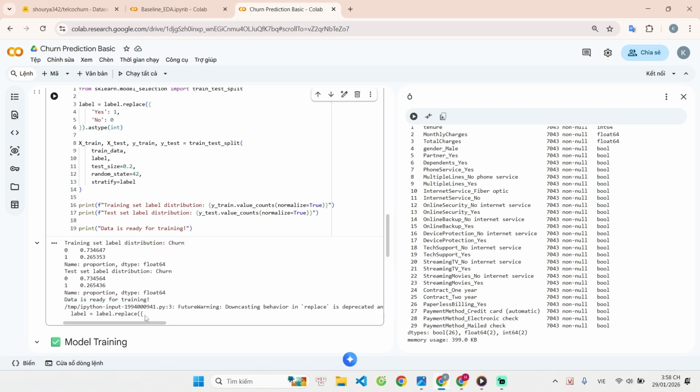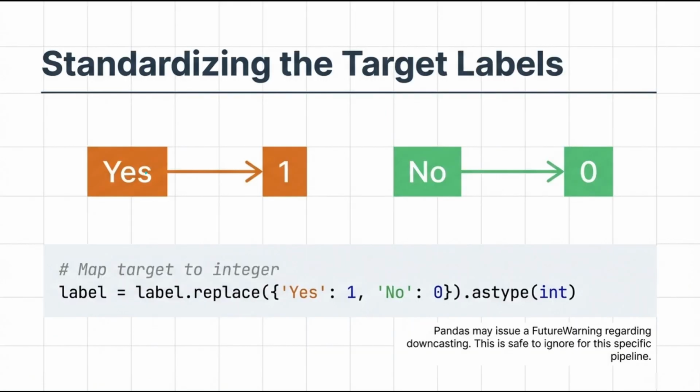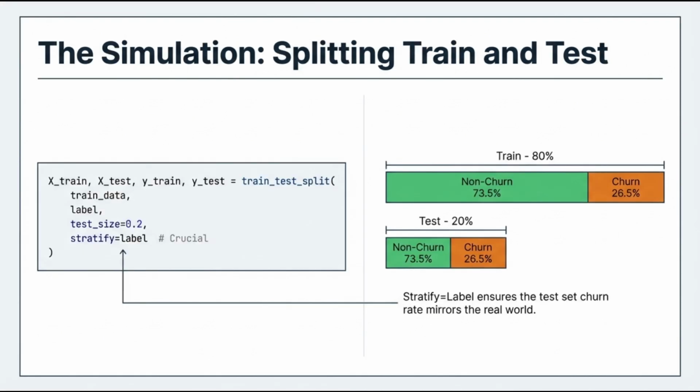We are using train test split. The report specifies a test size of 0.2, which means we are holding back 20% of the data. Okay. This is our holdout set. Yep. A model never sees this 20% during training. It's the final exam. And here comes another one of those parameters that feels super important but is easy to overlook. Stratify label. This is absolutely critical.